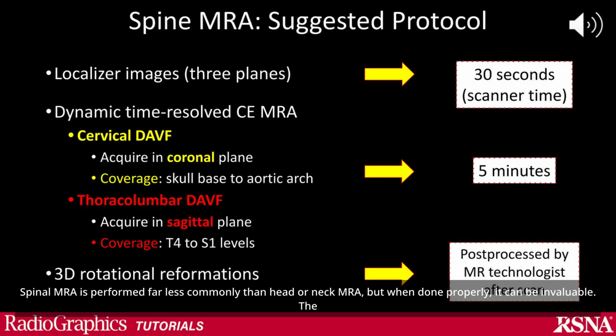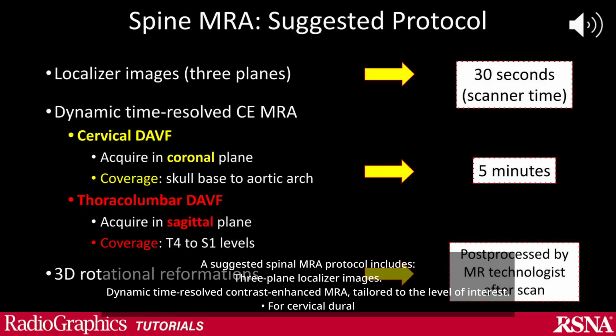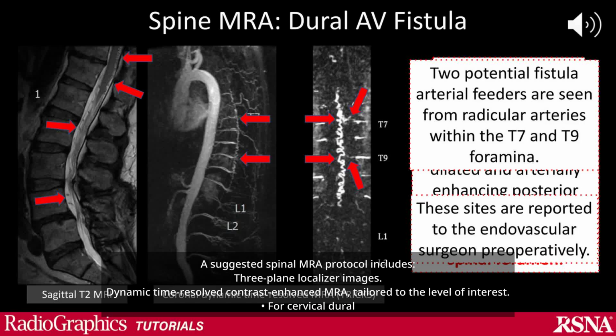Planning a spinal MRA is the logical next step in preoperative workup. A suggested spinal MRA protocol includes 3 plane localizer images, dynamic time resolved contrast enhanced MRA, tailored to the level of interest. For cervical dural AVFs, imaging is acquired in the coronal plane, covering from the skull base to the aortic arch. For thoracolumbar dural AVFs, imaging is obtained in the sagittal plane, covering from approximately T4 to S1. Finally, 3-dimensional rotational reformations are performed to delineate vascular anatomy. Acquisition time for the MRA sequence is about 30 seconds, followed by several minutes of post-processing by the technologist.